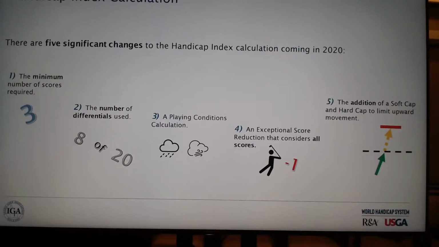Okay, I just wanted to show you this slide so you have it, just in case you have any other questions. The minimum number of scores required to have an index is 3. The number of differentials used to calculate an index is now 8 of 20 as opposed to 10. The playing conditions calculation is automatic, based on all scores posted any given day. There's no further or manual reduction there. An exceptional score reduction that considers all scores is a -1. Again, that's something that's going to happen if you shoot a score that's about 7 index strokes better than your average. It'll automatically reduce you.